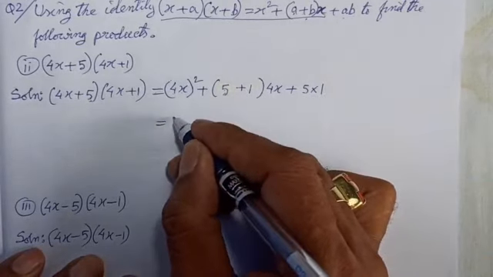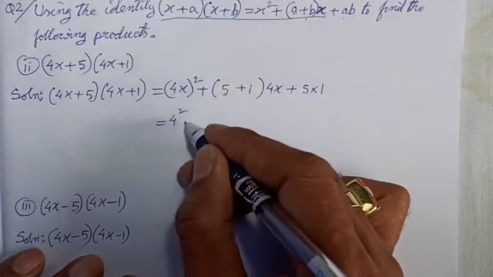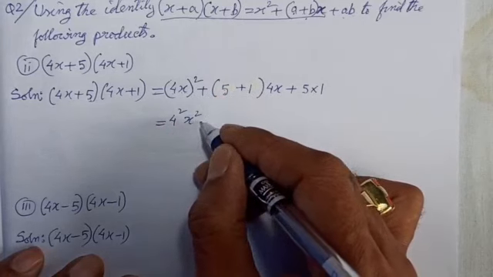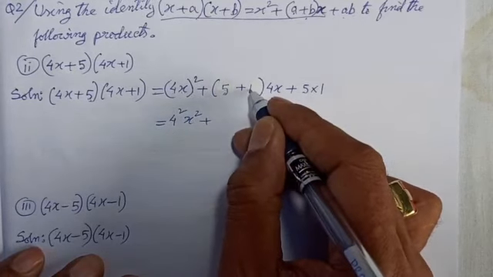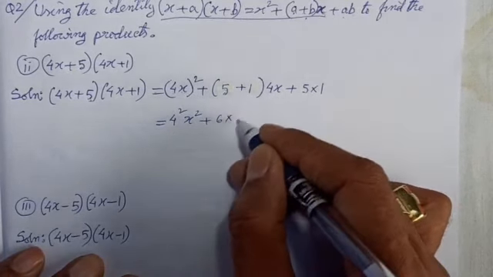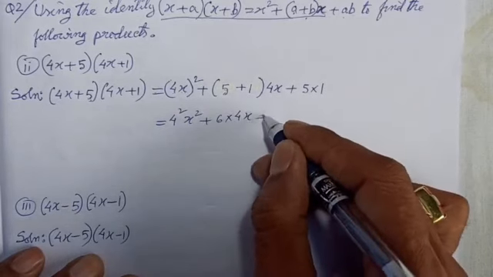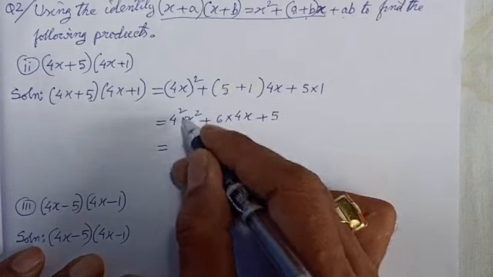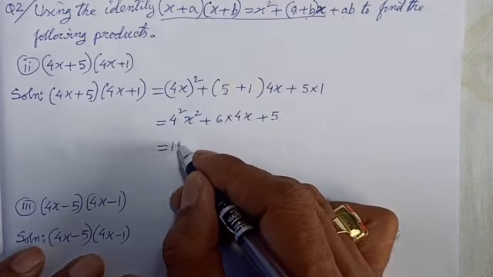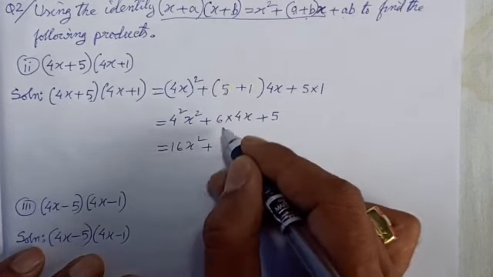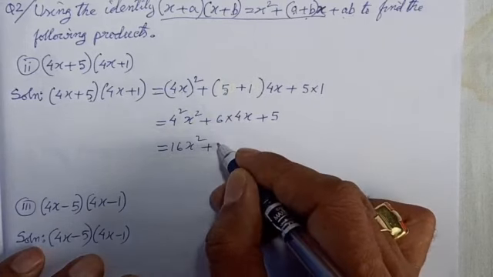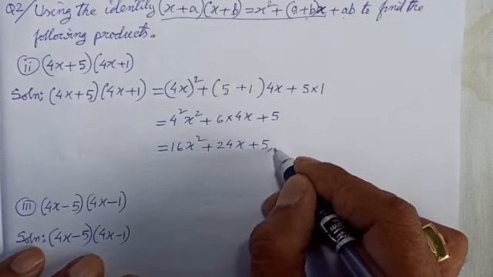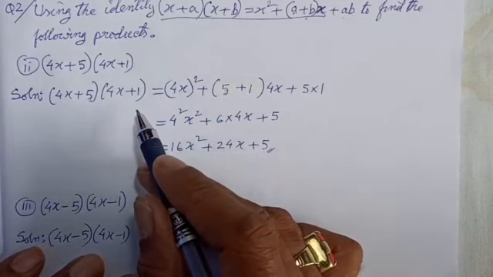4 square. After that x square, we are leaving this bracket and we are putting 4 square x square plus 5 plus 1 is 6, 6 into 4x plus 5 into 1 is 5. 4 square is 4 times 4, that is 16 x square plus 6 4 times is 24 x plus 5, and this is the answer. I hope you can understand this.